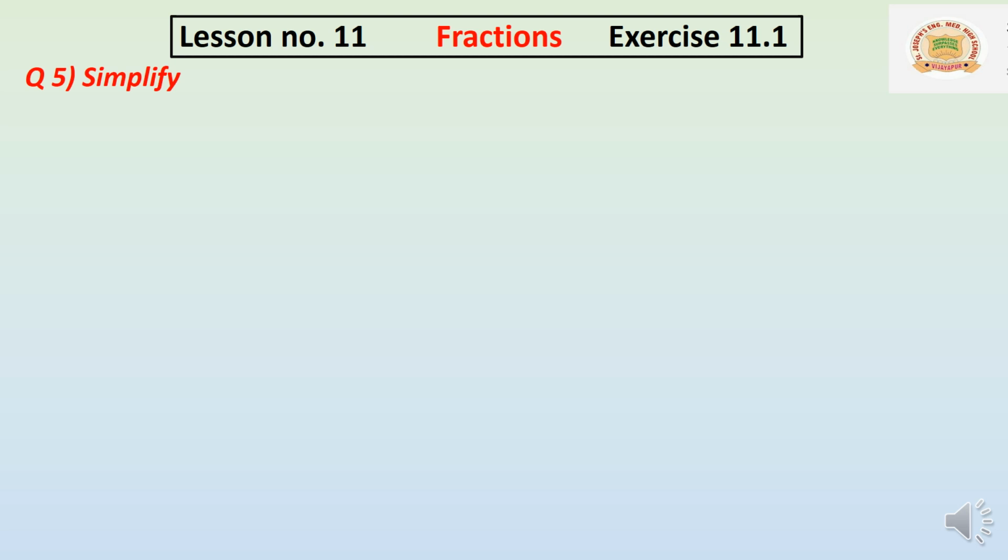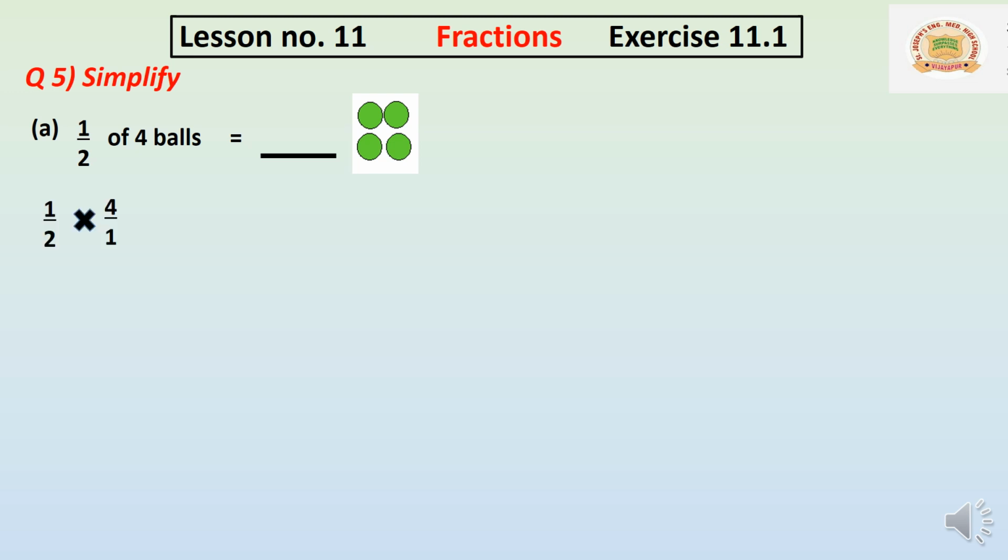Next, let us do the next question. Simplify. Now what is that? 1/2 of 4 balls. So in these 4 balls we have to make 1/2. So what to do? We have to divide here. 2 ones are 2, 2 twos are 4. So the portion will become 2 balls each.